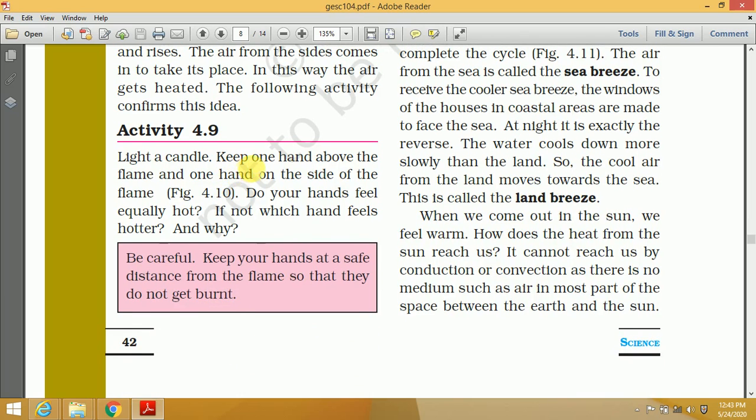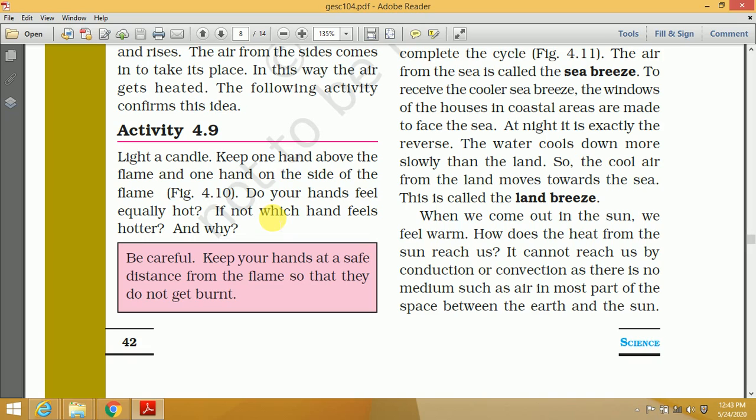Light a candle, keep one hand above the flame and the other on the side of the flame. Do your hands feel equally hot? If not, which hand feels hotter and why? So while doing this activity, be very careful. You can burn yourself.